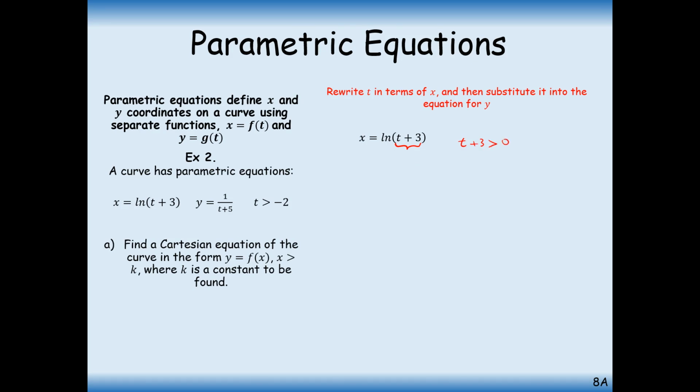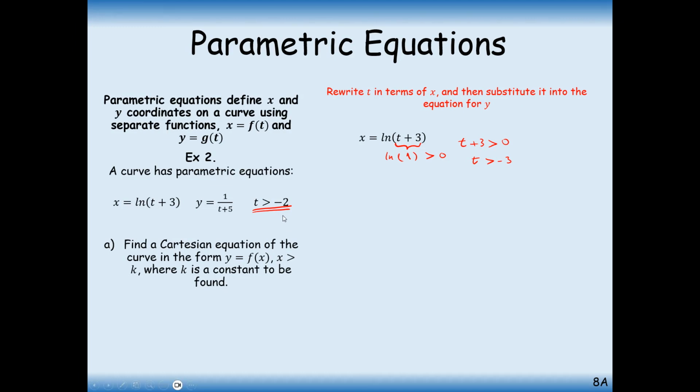Okay, so t, therefore, has to be always larger than negative 3, strictly larger than negative 3. Now, they actually give us the fact that t is always larger than negative 2, which is even greater. That means that we always have log of 1 here, and log of 1 is always larger than 0. Okay, so to find the Cartesian equation, what was the strategy?